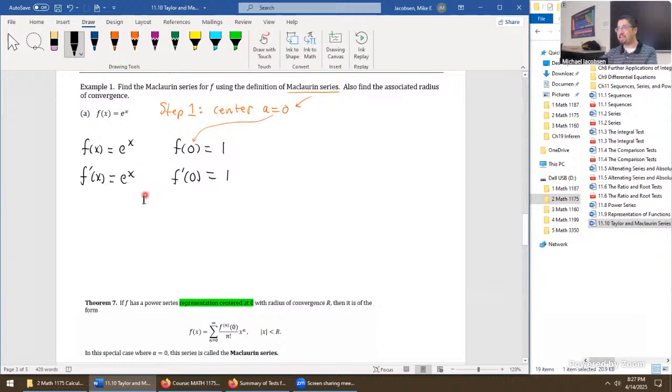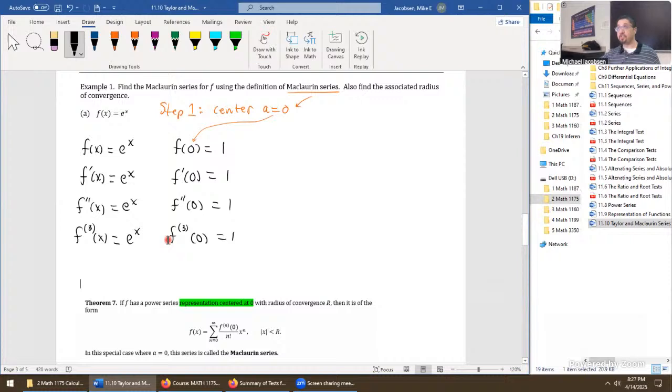This is a case where you might not have too many rows here. Let's maybe go to the second order derivative. But there's already a pattern. Second derivative is e to the x. Second derivative at the center, still 1. And maybe one more just for good measure. Third derivative at x. Nothing has changed, still e to the x. Third derivative at the center is still just e power 0, so 1.